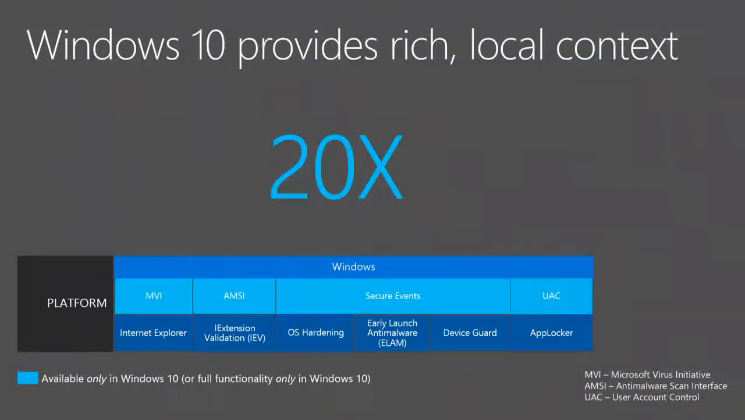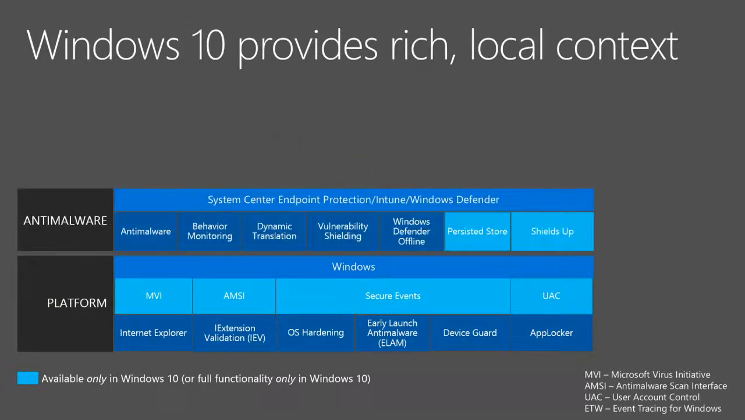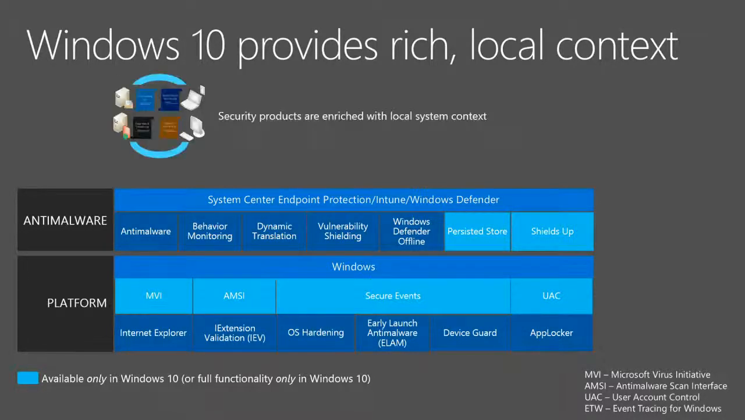So that's why we have increased the amount of events by 20 times. And Defender uses this information, stores this information in a secure manner using the persistent store, and uses it to aid its detection. And Shields Up is our internal component for smartly knowing the risk level of the file and the action, and raising the amount of scanning that we do. So this is definitely one of the pillars for next generation anti-malware: security products are enriched with local context.